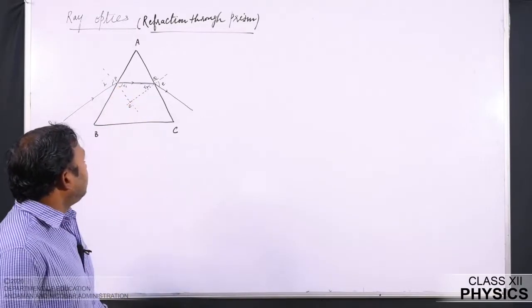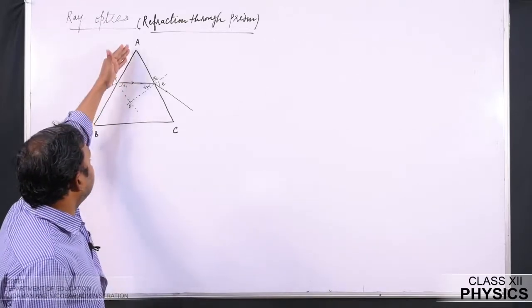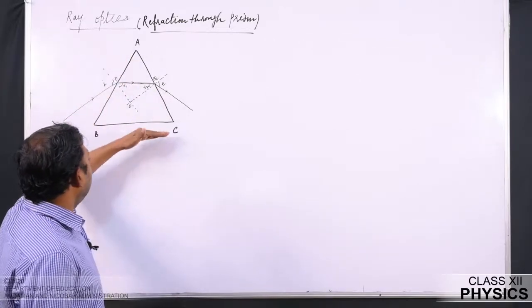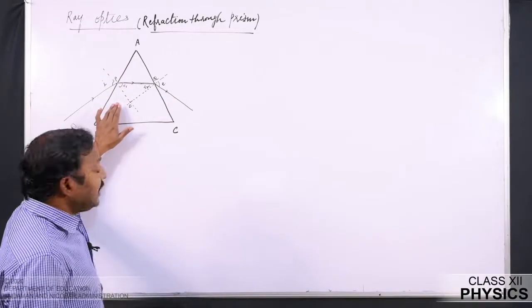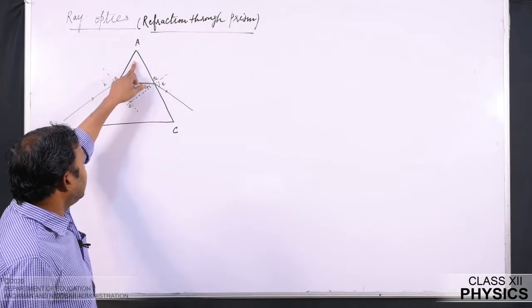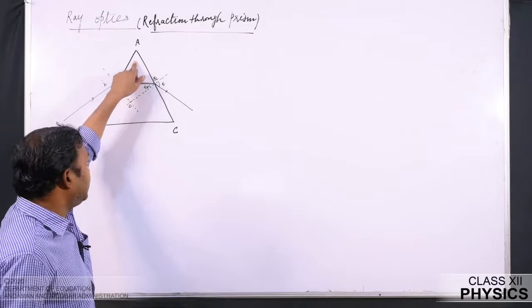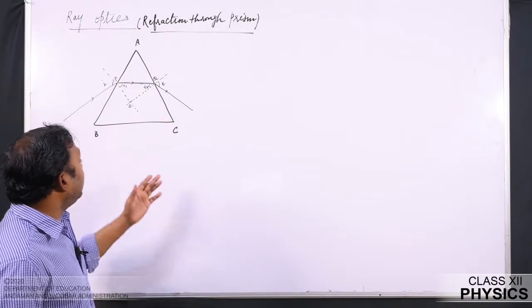An optical prism is a device that consists of three refracting faces. Here we have AB, AC as well as BC, which are inclined at some angle. The two refracting faces share one common edge. So, we will try to see the refraction through the given prism.